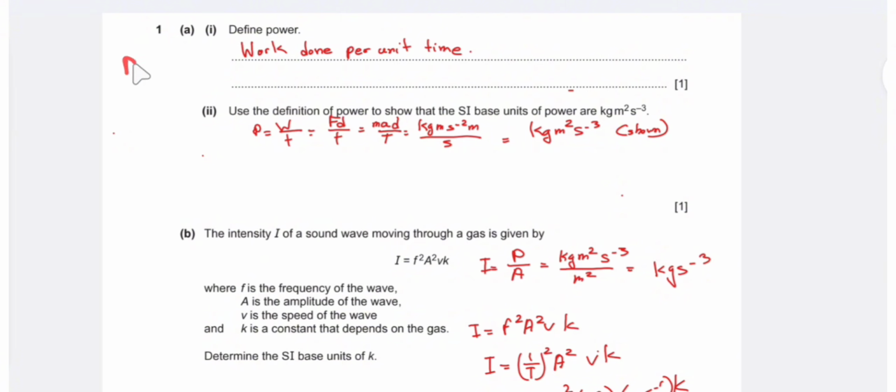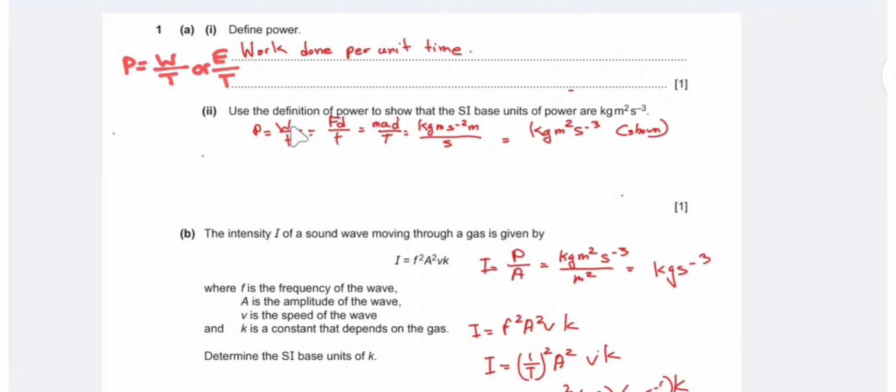Define power. So we know that power is equal to work done per unit time, or energy per unit time. Then use the definition of power to show that the SI base unit of power is kg meter square per second cube. So we need to show that the SI unit of power is kg meter square per second cube.